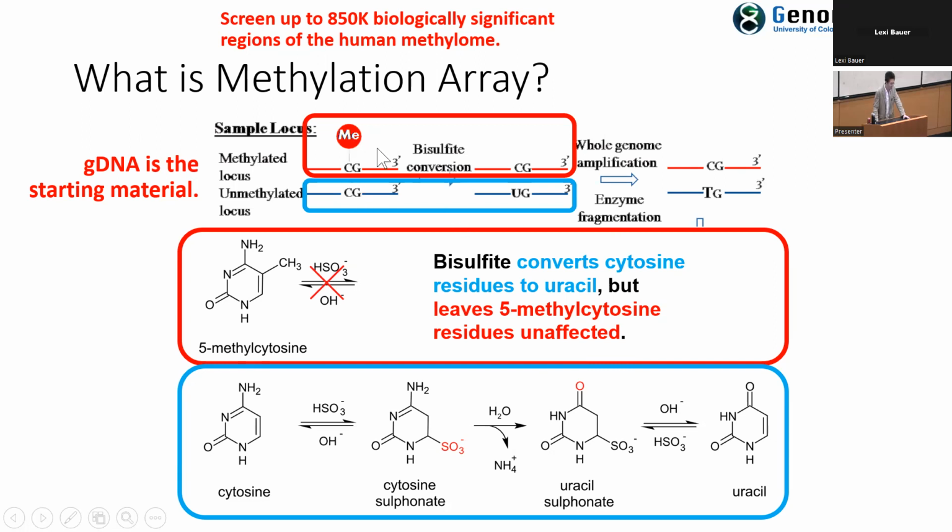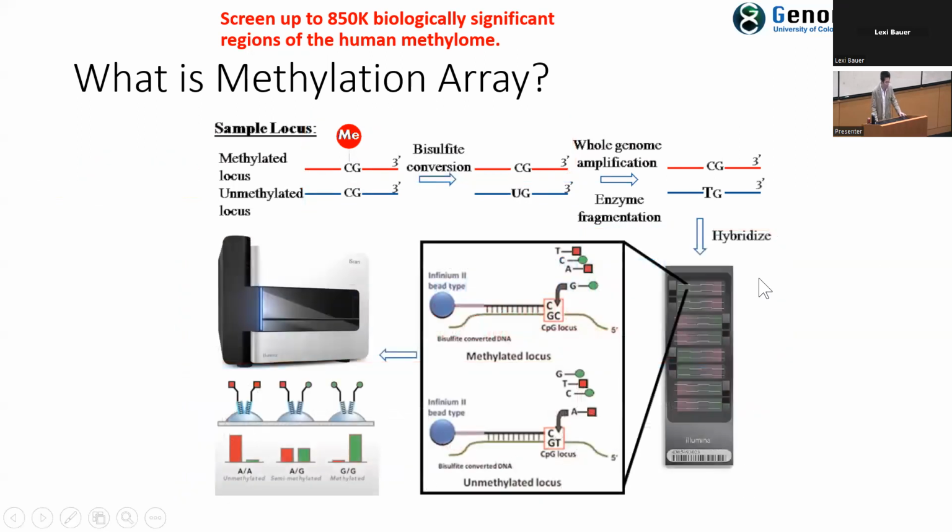So here's an example. You get C, G, that C is methylated, and after bisulfite conversion, it stays a C, but here it's unmethylated, so after bisulfite conversion, it turns to a U. After that, it undergoes whole genome amplification and enzymatic fragmentation. But during that amplification process, that U is interpreted as T, which is kind of obvious, right? The U is the analog for T in RNA and DNA. Then that amplified, fragmented DNA is finally hybridized to the array itself.